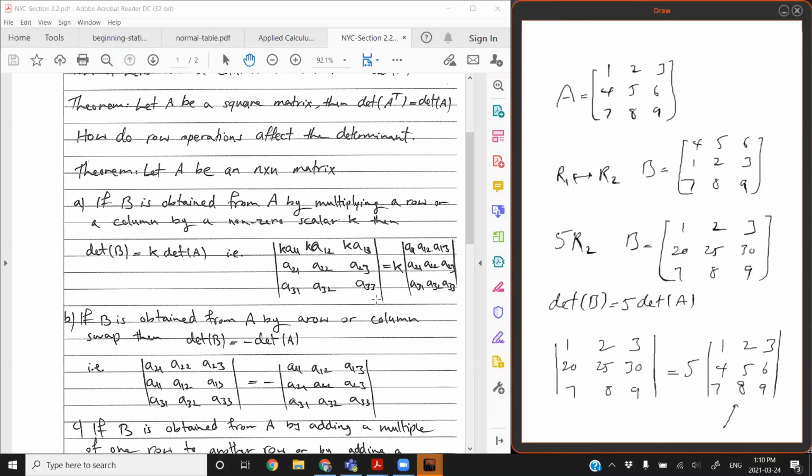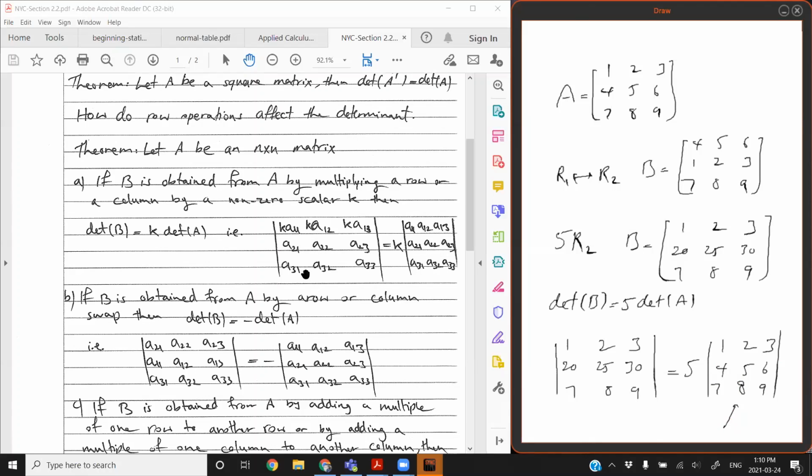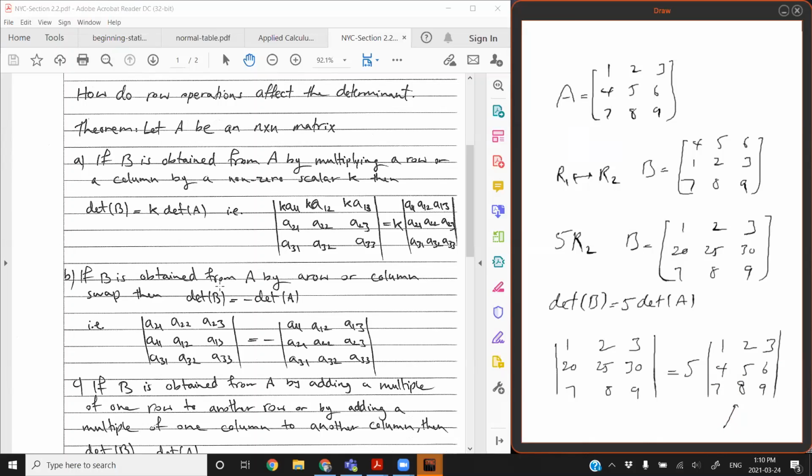So it looks as if you're factoring out a common factor from one row or from one column. The same is true for a column. Any questions so far? Okay. Part B is about a swap operation.